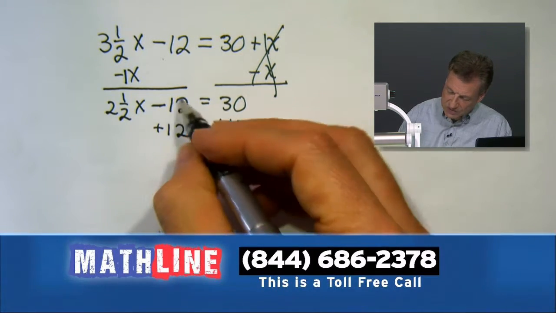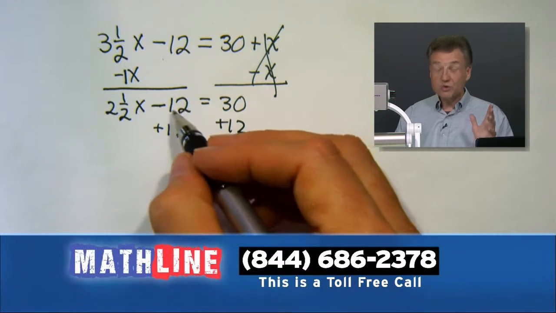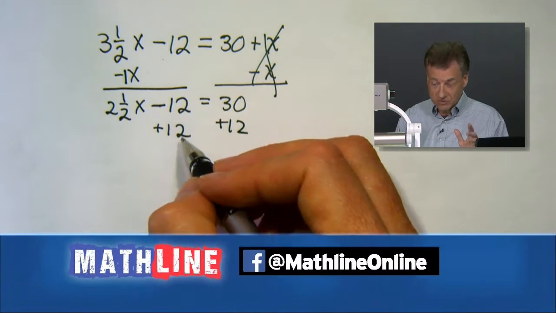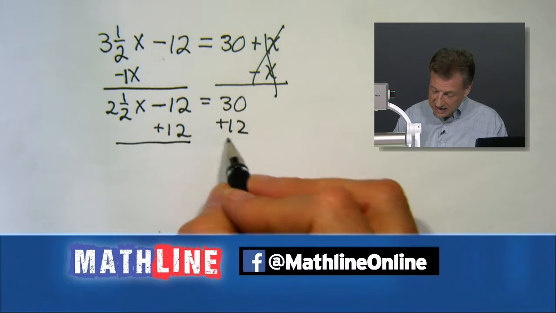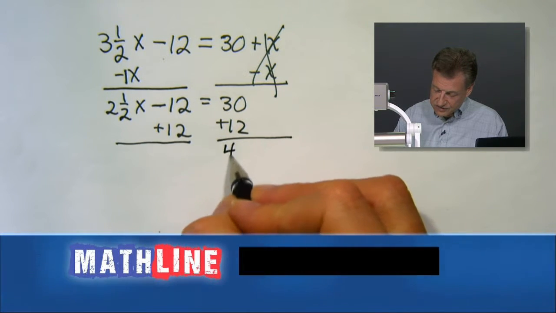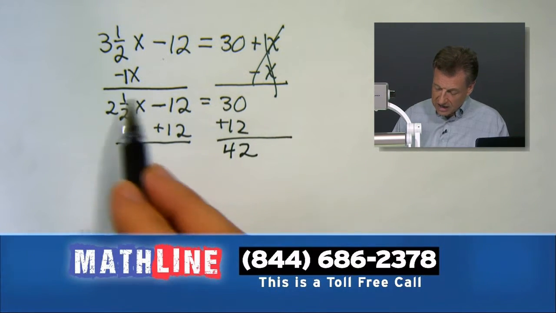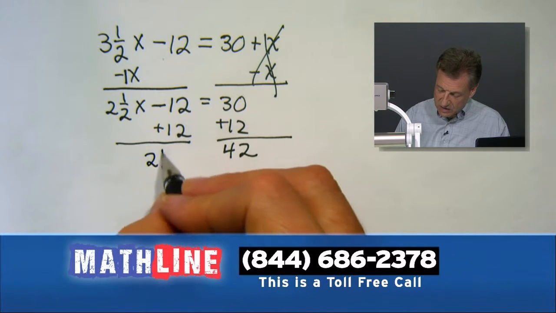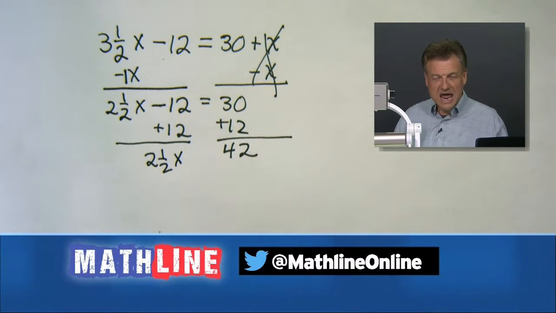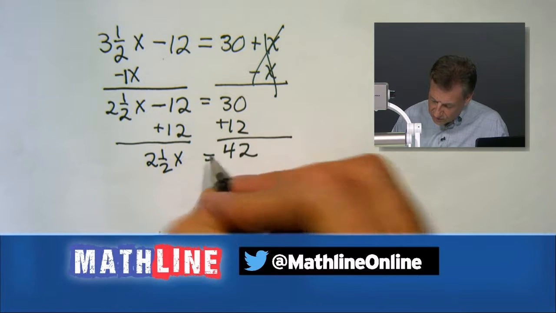Because what happens is we want those to cancel out. So we've got a minus 12 and a plus 12, and we're going to say goodbye to those. And that's going to give me 42 hanging out here. And over here, I have 2 and 1/2 x. Now, we've still got an equals going, all right?